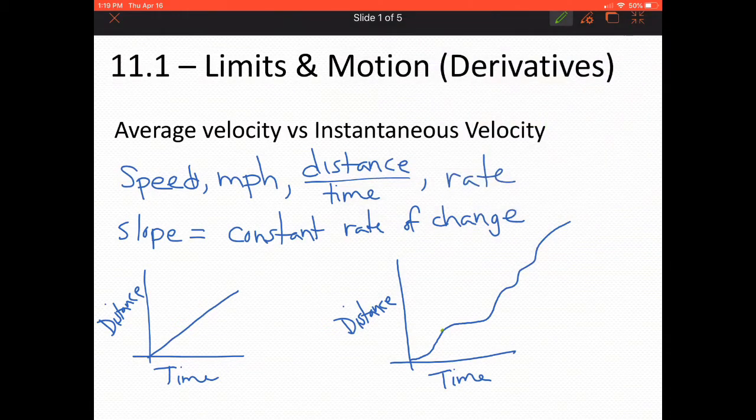So let's say right here on our trip, I want to know what our velocity was there. Well, I could find the velocity by looking at that tangent line where it hits at one place. That's what a tangent line is. So if we were to look at that slope of the tangent line to find that instantaneous velocity, what we're actually doing is finding the derivative. So we have to keep that in mind.